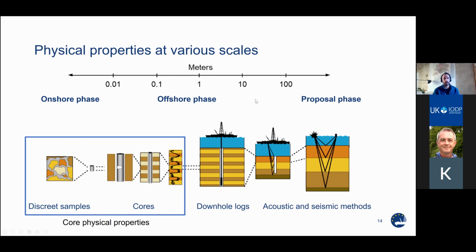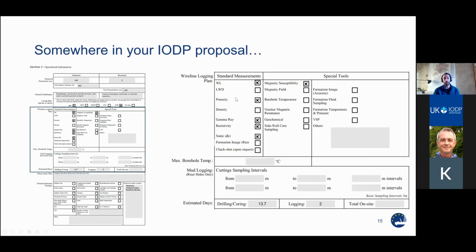And if you look at your proposal when you write it, there is a section about operations. In this section about operations, there is a table about a logging plan. You have two main options, one being wireline logging and the other one being logging while drilling. Logging while drilling is a bit more exotic because when you do that, you don't get any cores. So I won't focus on that.